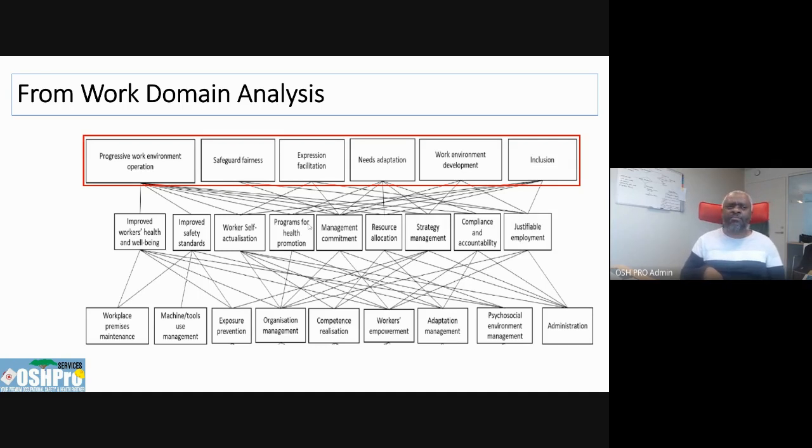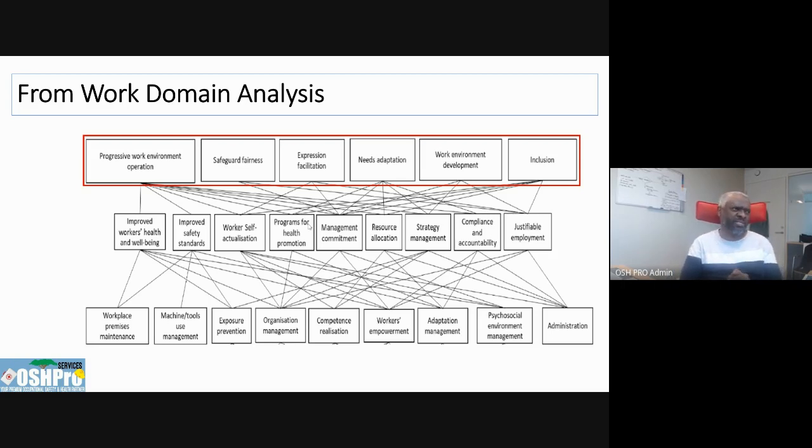And they should have the possibility to express themselves. So when something is wrong, they should be able to say that this is wrong, we cannot work like this. They should have that possibility to express themselves. There should be needs adaptations, for those who need some extra support to be able to do their work. For example, if you have people who are handicapped at your workplace, your workplace should be adapted such that those people can work without any difficulties. And then work environment development, that this should be improving in the way the work is done.